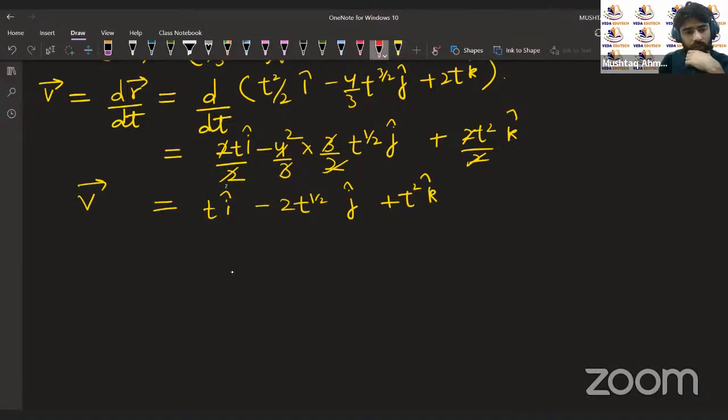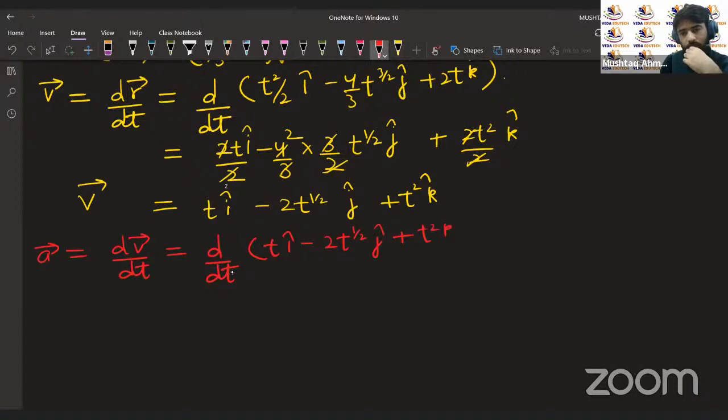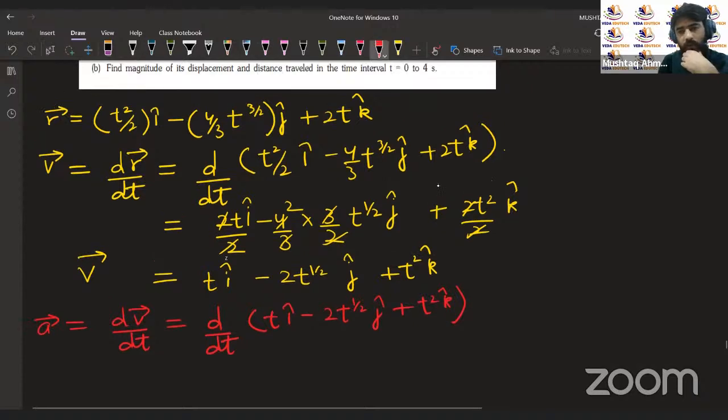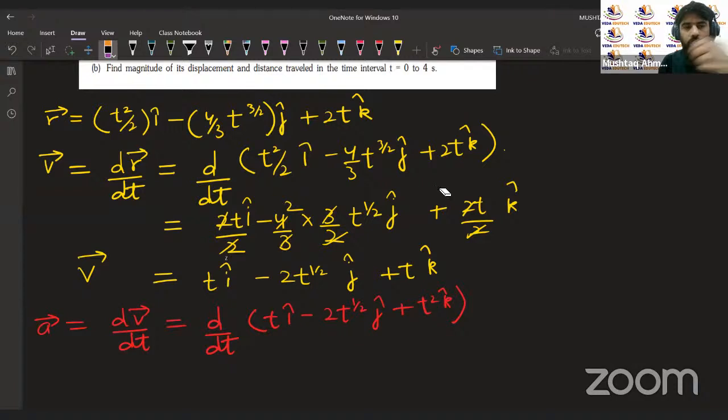Similarly, we can calculate the acceleration of this particle. Acceleration is dv/dt, so it will be d/dt of this velocity vector, that's t î − 2t^(1/2) ĵ + ... k̂. Here the z component of the position vector was 2t, and the differentiation of 2t will be 2, not t². It will be a constant here, correct?